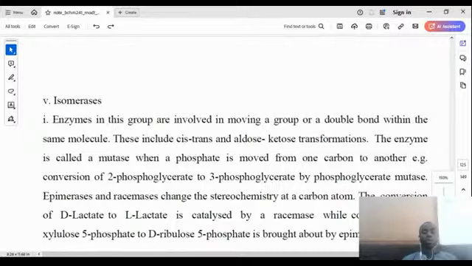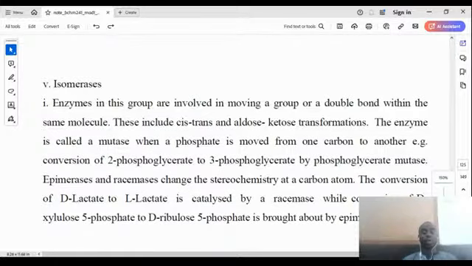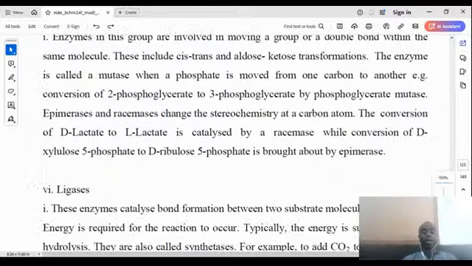The enzyme is called a mutase when a phosphate is moved from one carbon to another, e.g. conversion of 2-phosphoglycerate to 3-phosphoglycerate by phosphoglycerate mutase. So when the reaction involves changing of a phosphate group from one carbon to another, it is a mutase. Epimerases and racemases change the stereochemistry at a carbon atom. The conversion of D and L isomer, let's say from D-lactate to L-lactate, is catalyzed by a racemase, while the conversion of D-xylulose 5-phosphate to D-ribulose 5-phosphate is brought about by an epimerase.